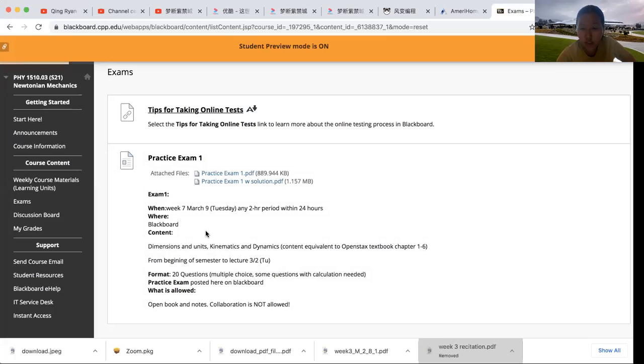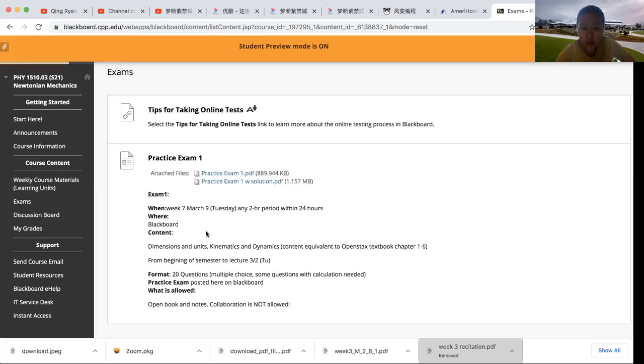It will be on March 9th, which is 2 weeks from today. And the exam will be online, available for 24 hours on March 19th. So it will be starting from midnight of that day until the end of the day, 11:59 p.m. During the 24 hours, you can choose any 2-hour period to do this at your best convenience. Try to pick 2 hours when you're not distracted by anything else. You can access it on Blackboard.